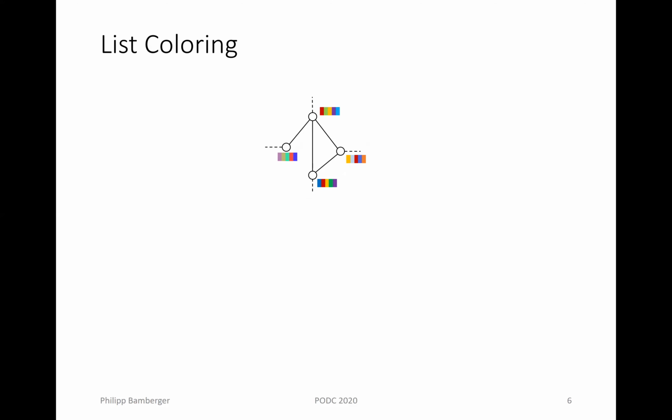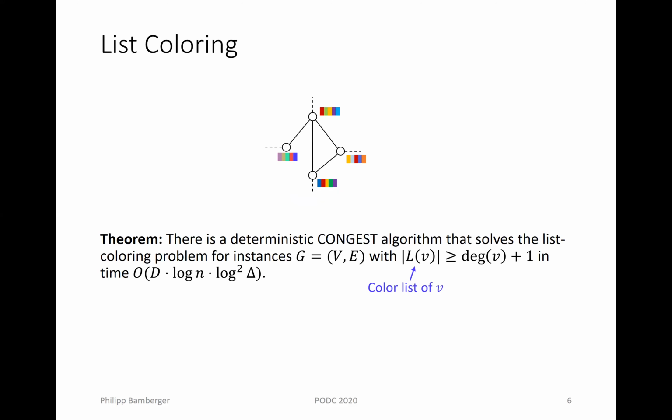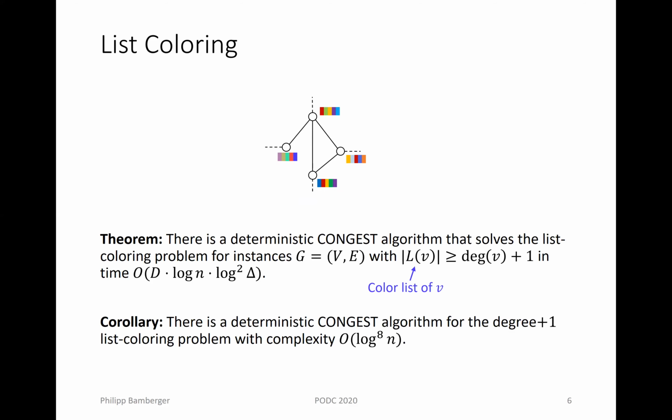Our main theorem then reads as follows. There is a deterministic CONGEST algorithm that solves the list coloring problem for instances where the list size of each node is at least its degree plus 1 in time diameter times log n times log squared delta. Together with the improved network decomposition algorithm, we obtain a deterministic CONGEST algorithm for degree plus 1 list coloring, and hence also for delta plus 1 coloring, with runtime log to the power of 8 of n.